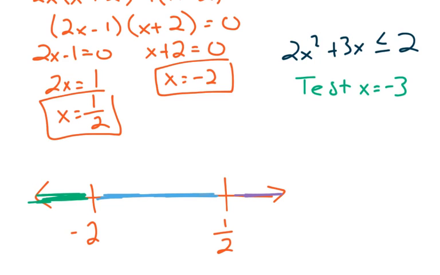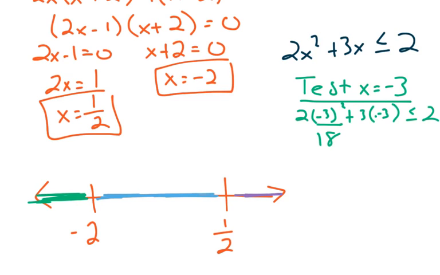I'm just choosing a number close because I don't really want to work with outrageously large numbers. Okay, so we're going to have 2 times negative 3 squared plus 3 times negative 3, and we're going to see if that is less than or equal to 2. Negative 3 squared is 9, times 2 is 18. 3 times negative 3 is negative 9, less than or equal to 2. 18 minus 9 is 9, less than or equal to 2. That is a false statement.